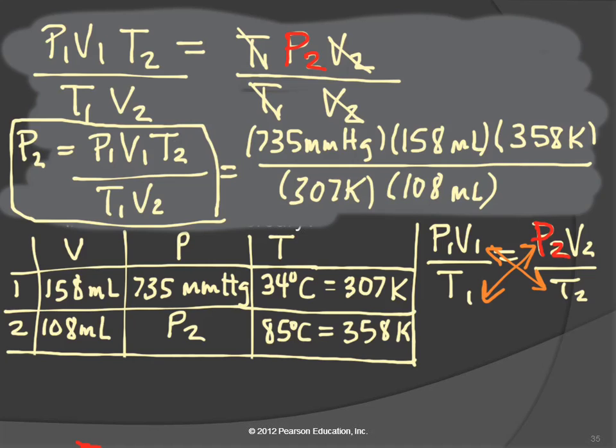Now let's check our units. Milliliters cancel, kelvins cancel, and we're left with millimeters of mercury, which is a unit of pressure, so that's a good sign. Doesn't prove that we did it right, but it's a good sign. If you ended up with milliliters, that would be a bad sign.